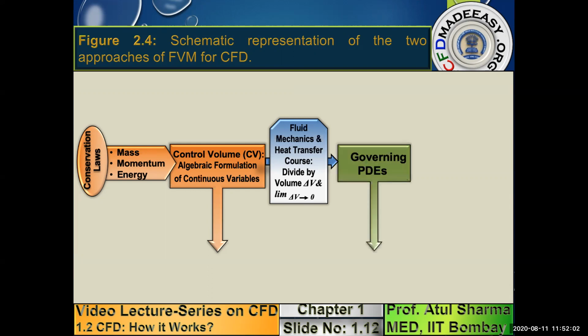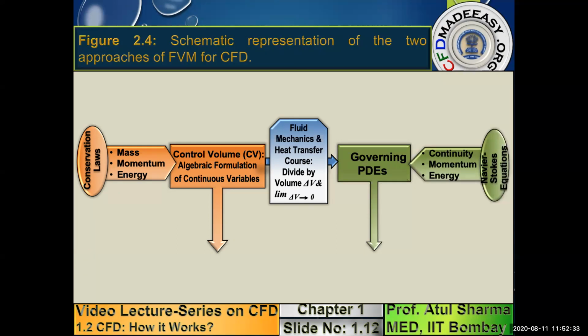Almost all the books in computational fluid dynamics start with this governing partial differential equation. So any book on CFD, if you see, which uses a finite volume method or even a finite difference method, starts with the governing partial differential equations to obtain the algebraic formulations for the yellow circles or the internal grid points, and for boundary grid points, the finite difference method is used.